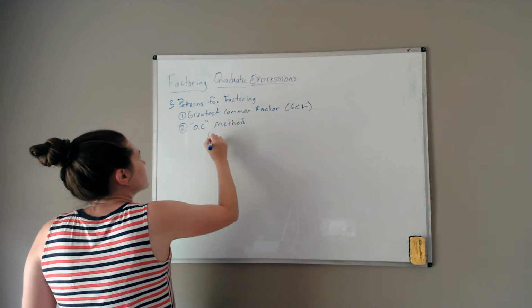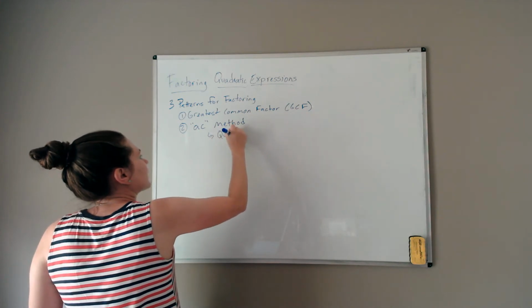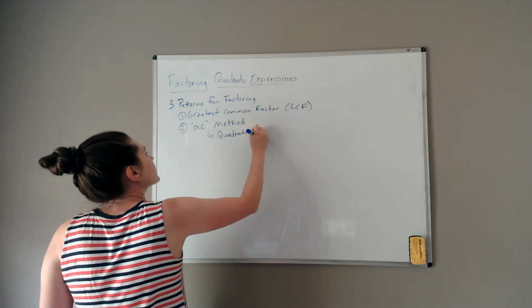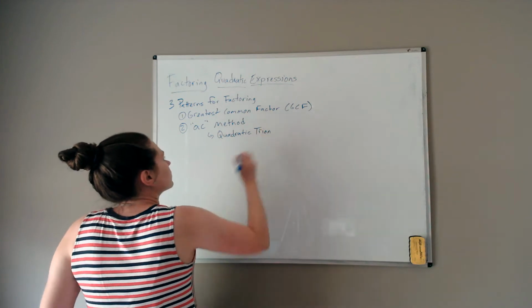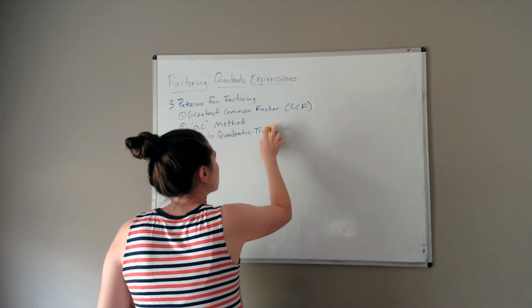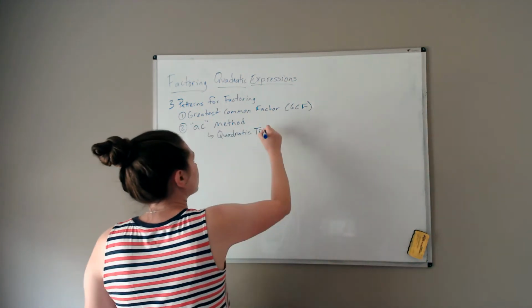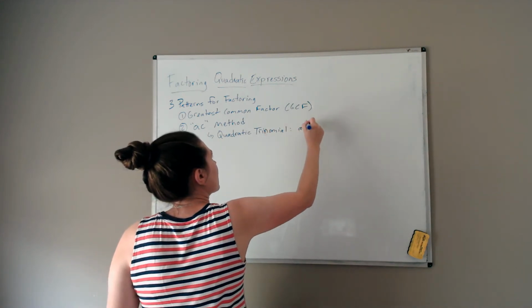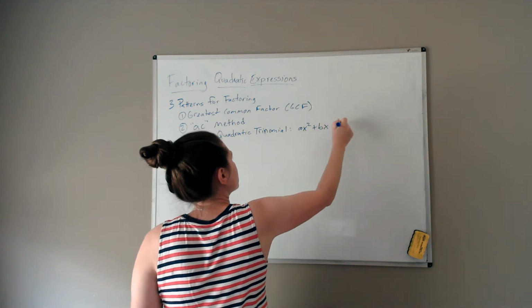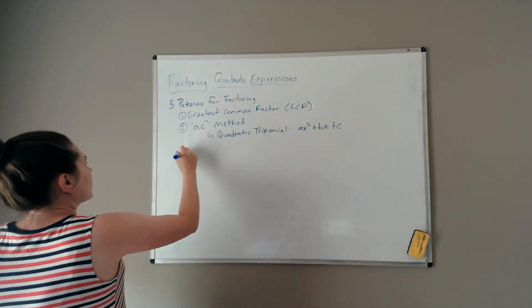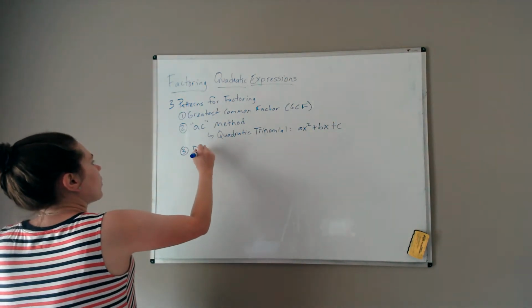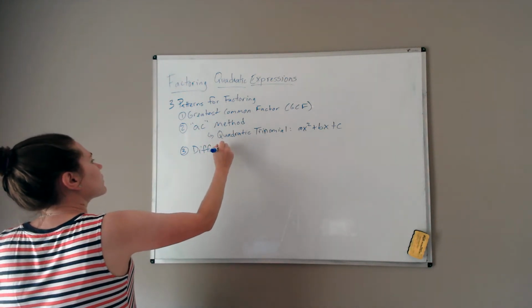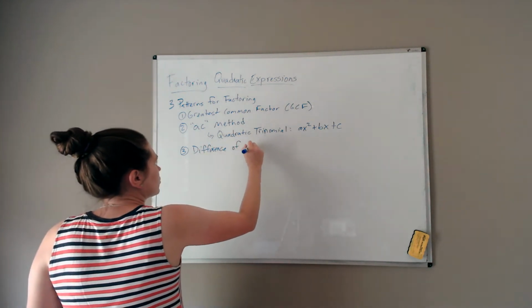That will be used whenever you have a quadratic trinomial. Trinomial means you have 3 terms, so it's of the form ax squared plus bx plus c. And third, we're going to learn about what's called the difference of squares.